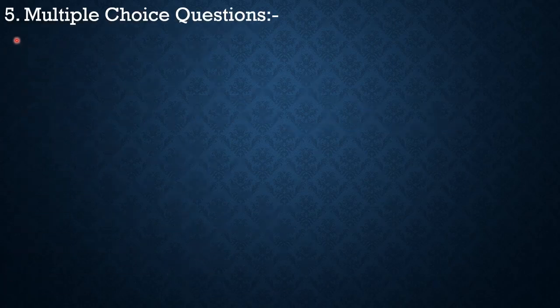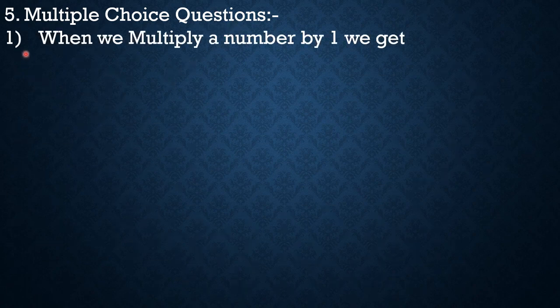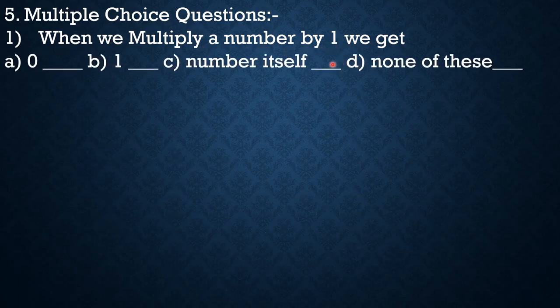Now in question number 5, multiple choice questions. So here beta, we will learn how to solve a multiple choice question. So in question number 1, when we multiply a number by 1, we get. So here beta, we have given 4 options and we have to write the correct option, or tick the correct option.